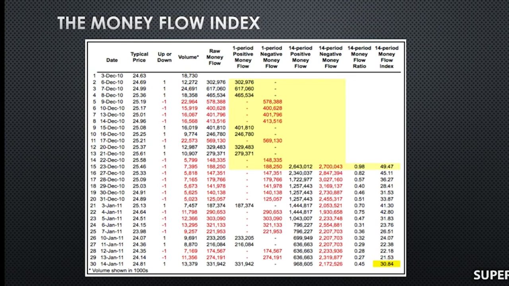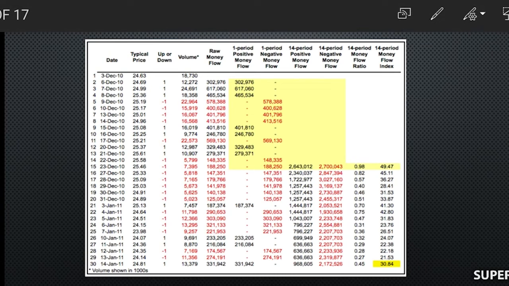And now we are going to calculate the money flow ratio. For calculating the money flow ratio, we can apply the equation positive money flow divided by negative money flow. So by dividing 26,43,012 by 27,43,000, we get 0.98. That is the first day's money flow ratio.